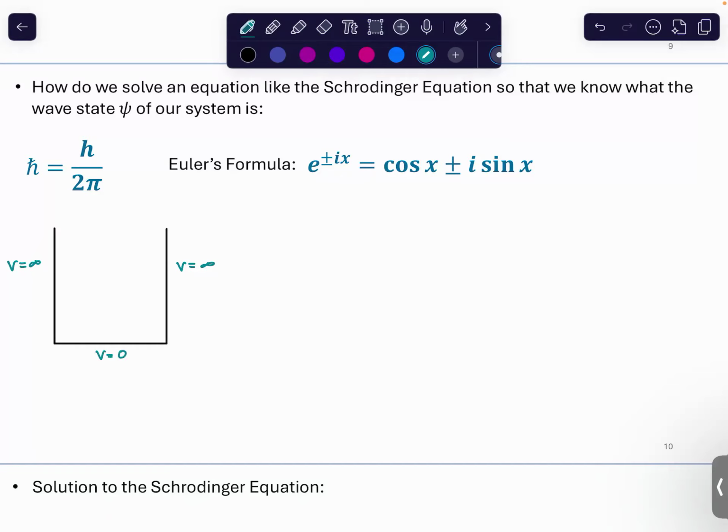Now, inside the well, V equals 0. And then, of course, we have X equals 0. Let's see. Since I have an L, I should change it to an A, because your textbook uses A. Okay, so we're just going to do this in one dimension. Then you'll start to notice that inside this well, is it like a standing wave?